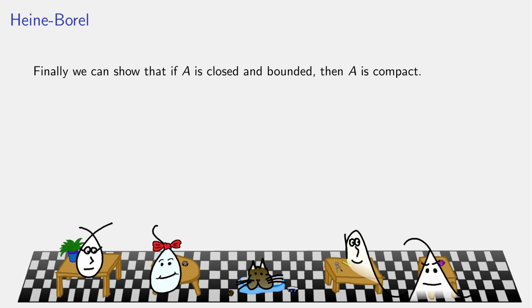Okay, here's what we've shown so far. If a set is compact, it's bounded. If a set is compact, it is closed. Great, if a set is compact, it's closed and bounded. We want to show if a set is closed and bounded, then it's compact.